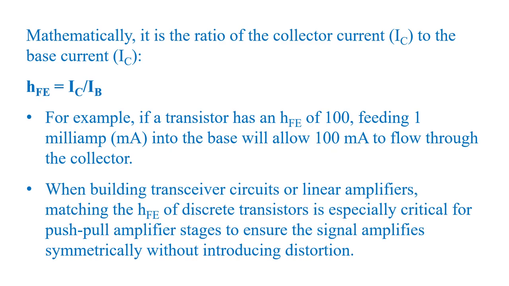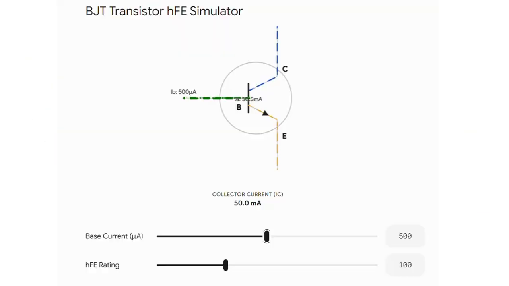For example, if a transistor has an hFE of 100, feeding 1 milliampere into the base will allow 100 milliampere to flow through the collector. When building transceiver circuits or linear amplifiers, matching the hFE of discrete transistors is especially critical for push-pull amplifier stages, to ensure the signal amplifies symmetrically without introducing distortion.